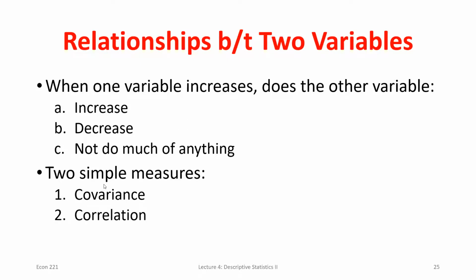I'm going to have 2 measures of whether, when x goes up, y goes up or down or doesn't do anything. And those measures will be called the covariance and then the correlation, or sometimes called the correlation coefficient. So we'll talk about how we compute both of these.